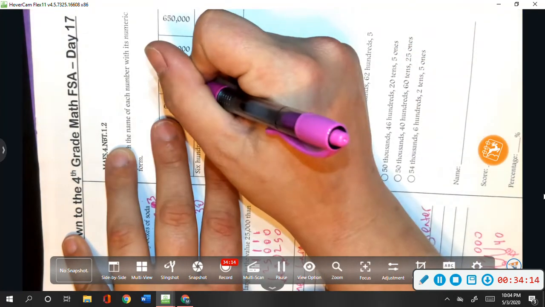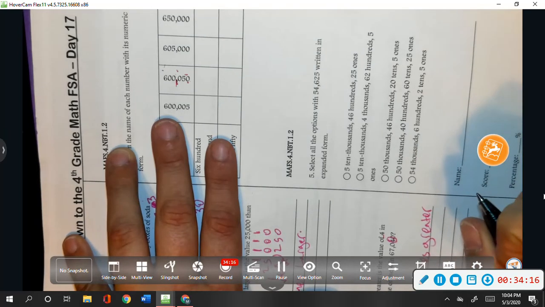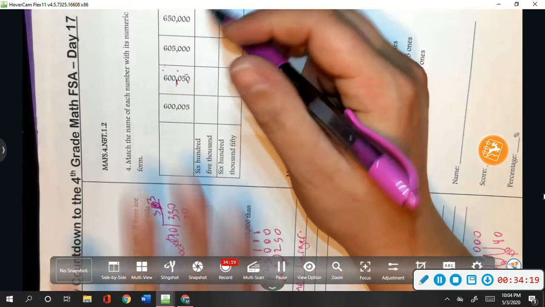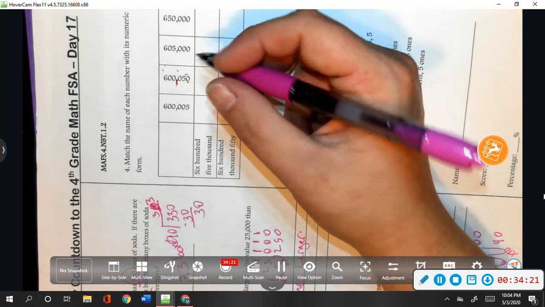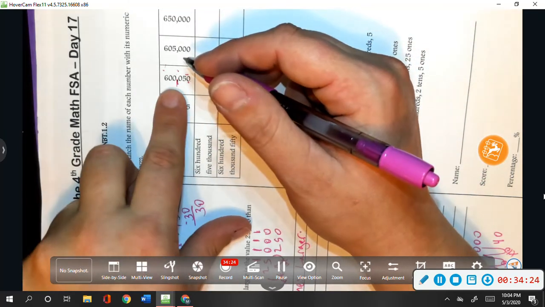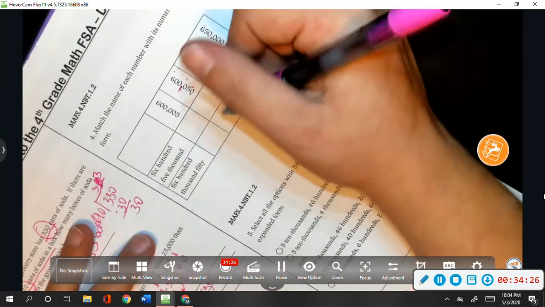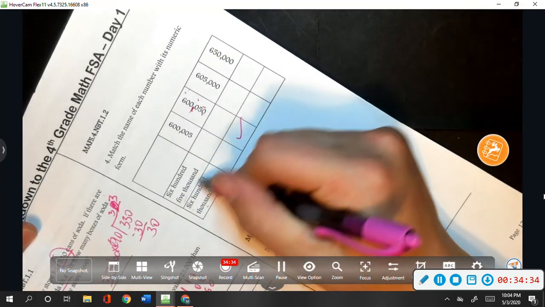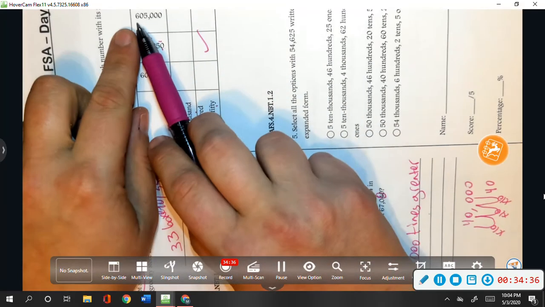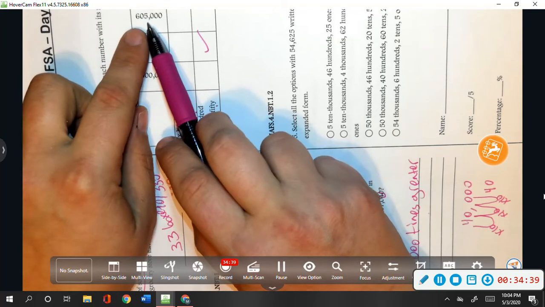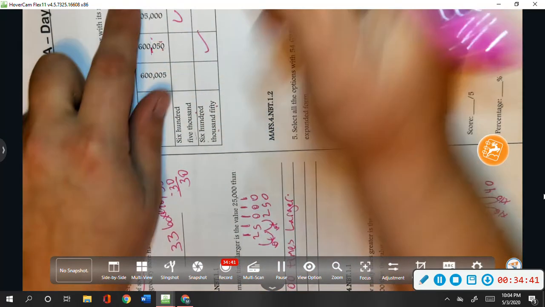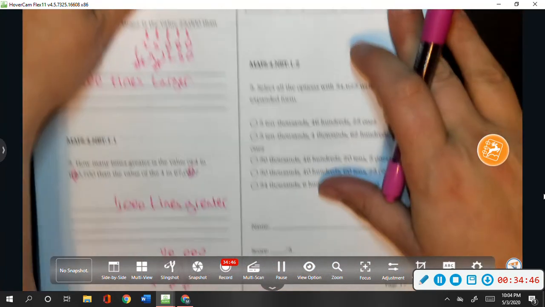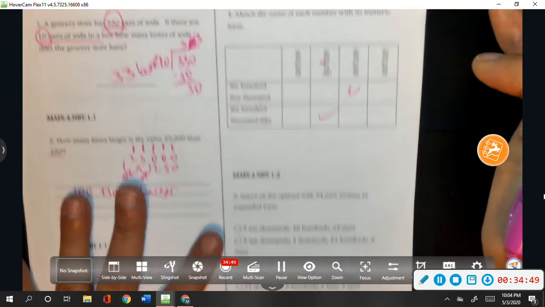This is 600,050. Remember, when we see that comma, that's when we name our place. We don't have to do it with our ones, but that first comma we need to remember. That means thousands. So we had 600,050. That matches. And then we had 605,000. So that's 605,000. Oh, there we go. This is 650,000, and we didn't have an option for that, did we? No, we didn't.